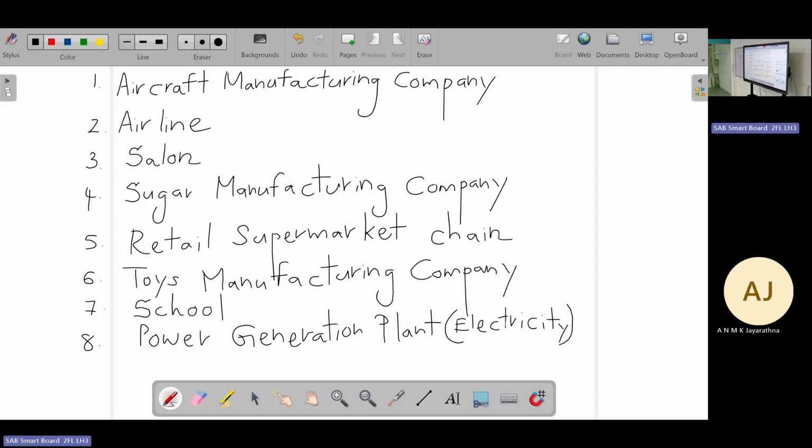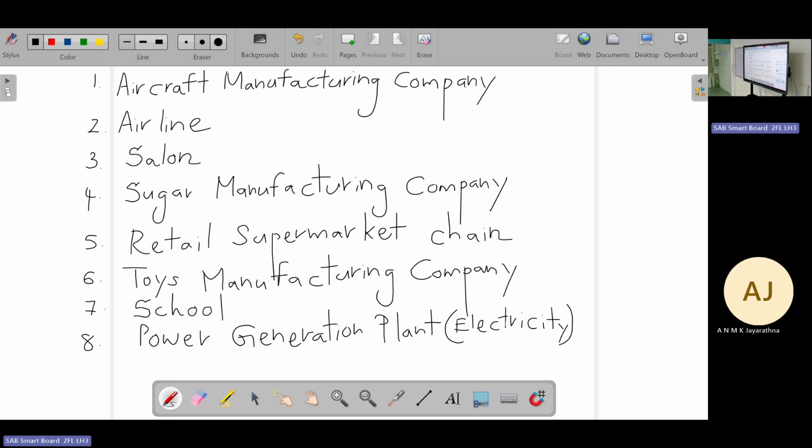If we go with inputs, tell me another example for this. Based on number of counters. Then toys manufacturing, its output. Number of toys. School, its input. Number of chairs available in the classrooms.